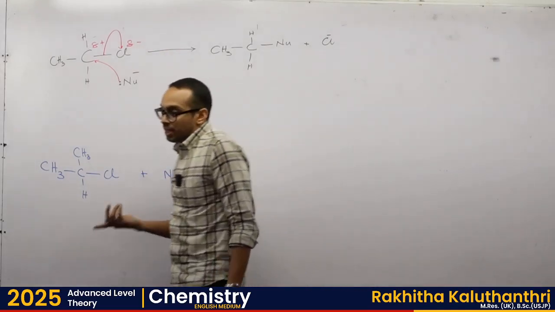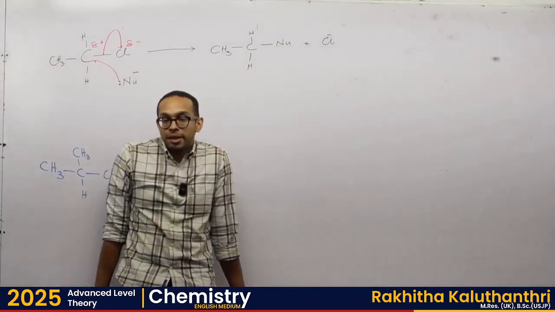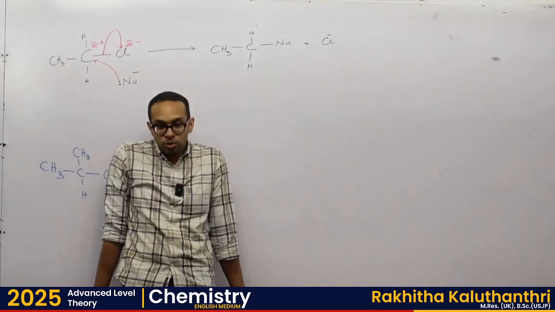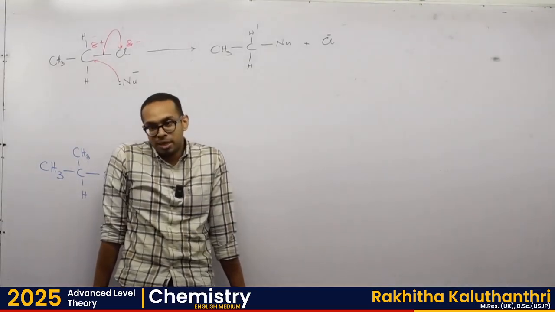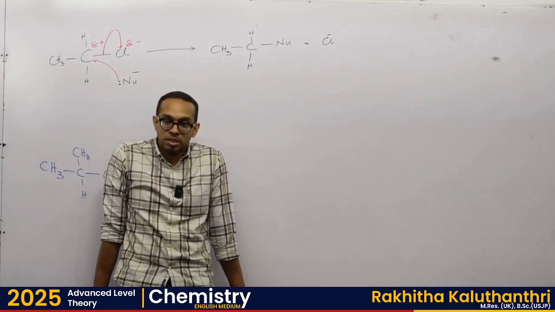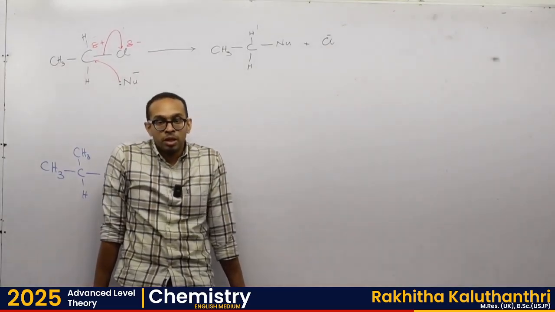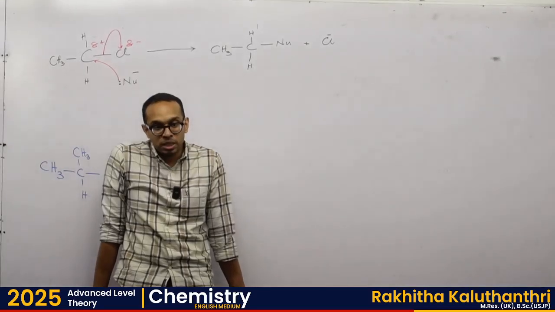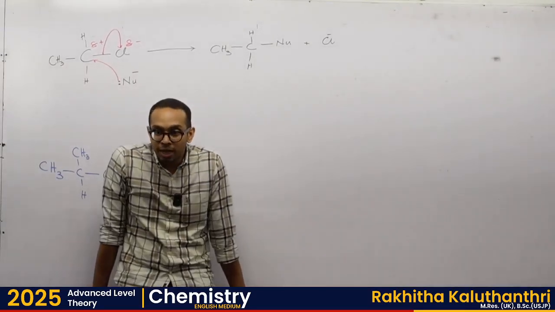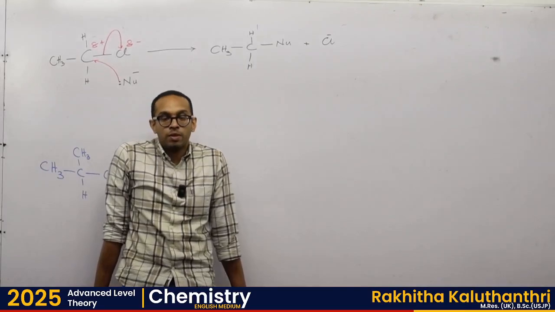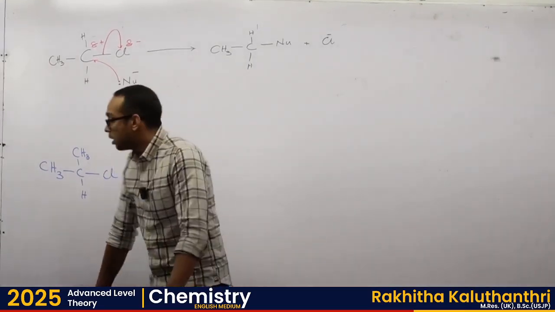Now, first of all, what are nucleophiles? Electrophiles are, of course, electron deficient groups. Nucleophiles are what? I have given the definition some time back. Nucleophiles are electron rich species that have a lone pair that can be donated. It should have a lone pair that can be donated.